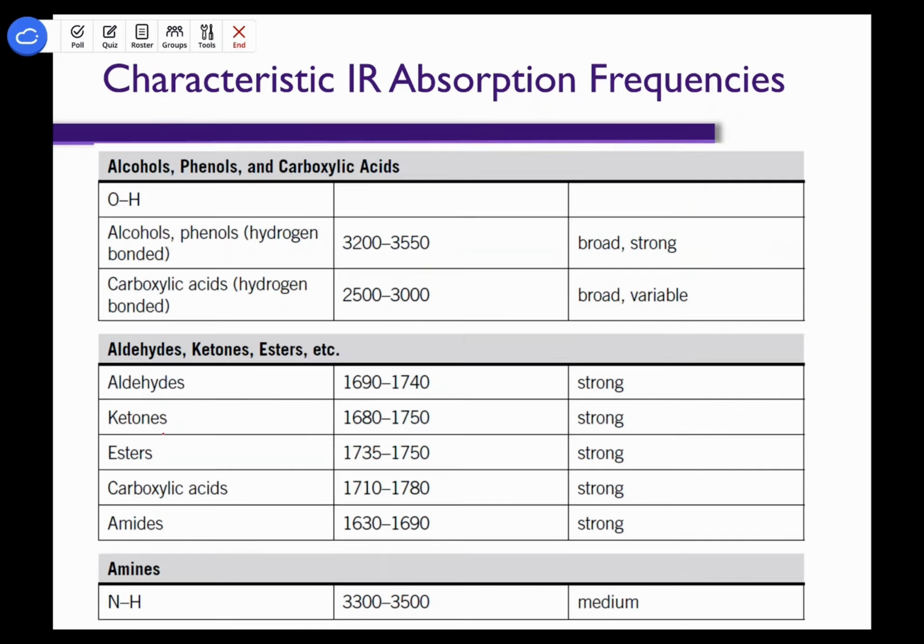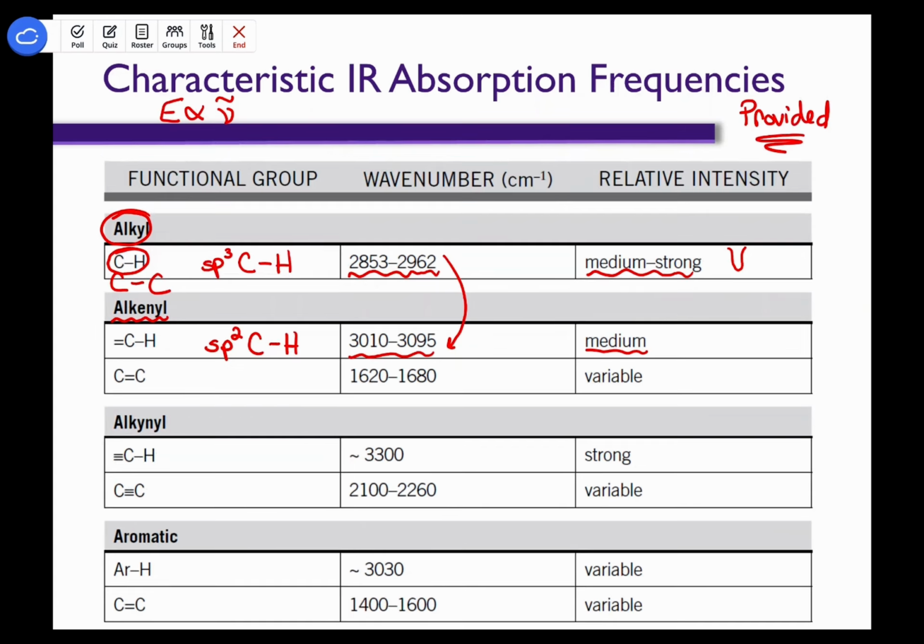Well, now let's move to an alkynyl bond, or an alkynyl functional group. That means a carbon with a triple bond. So now we're looking at an sp hybridized carbon with a single bond to hydrogen. That particular bond tends to absorb light in the 3300 wave number region. So again, slightly higher energy.